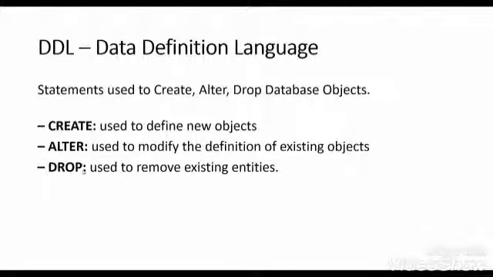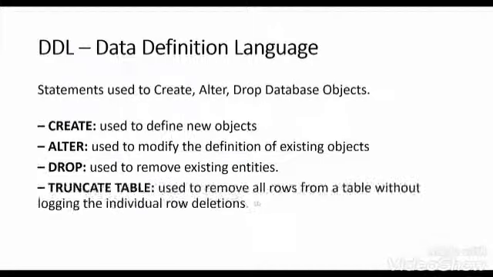The third is the drop statement. With the drop statement you can remove existing objects, like you can drop the tables, you can drop the views, you can drop stored procedures and functions. Truncate table is used to remove all rows from a table without locking the individual row definitions. And this truncate table looks like a DML, but it comes under DDL because it resets some properties of a table. So it is kind of a DDL because it redefines the definition of a table.